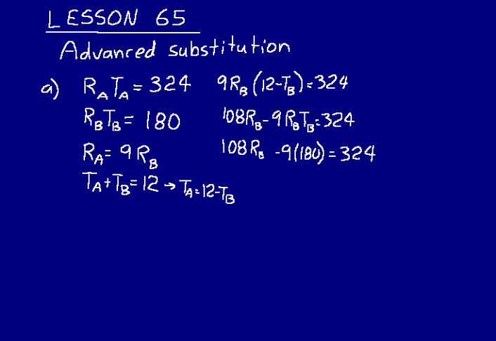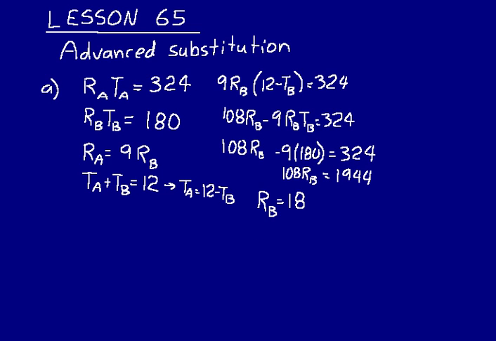And so now let's add 9 times 180 to both sides, or just change the side of it. And so we'll say 9 times 180 plus 324. And so on the right we'll end up with 1944. And then on the left we still have 108 R sub B. But we can solve for that. We just divide both sides by 108. And so RB is equal to 1944 divided by 108. And that's equal to 18.